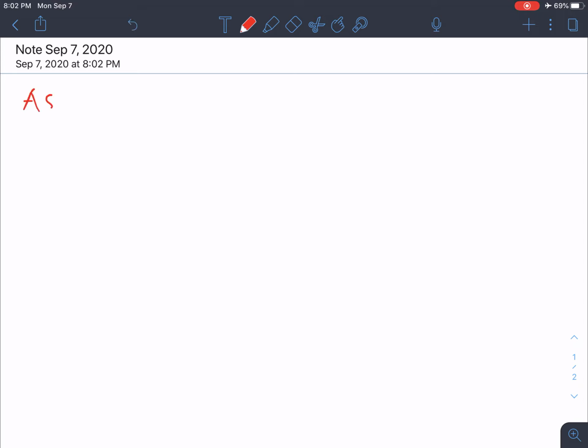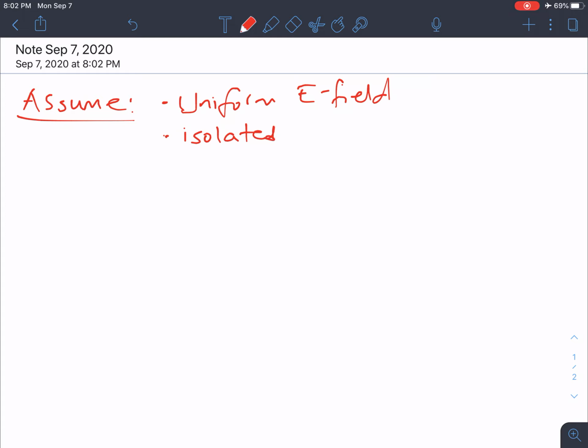Let's continue with assume. And here we know that it is a uniform E field. And it is an isolated system. That means we don't worry about gravity, okay? So we're just going to say no gravity, ignore it.